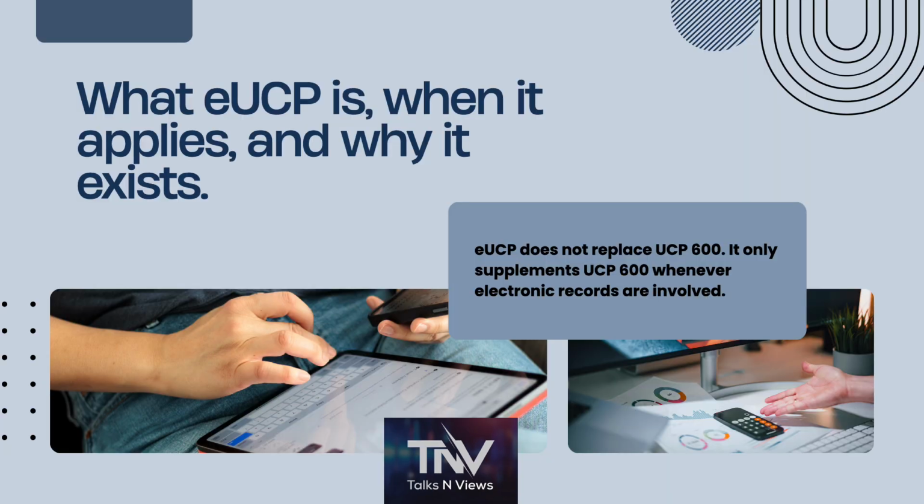Before learning the detailed rules, we need to understand what eUCP is, when it applies, and why it exists. Think of UCP 600 as the rulebook for paper documents. Think of eUCP as an additional rulebook that allows banks and traders to use electronic documents such as PDF invoices, electronic bills of lading, electronic insurance certificates and other digital records. Remember one important point. eUCP does not replace UCP 600. It only supplements UCP 600 whenever electronic records are involved. Now let's understand one by one.